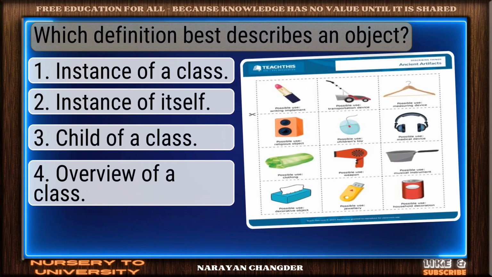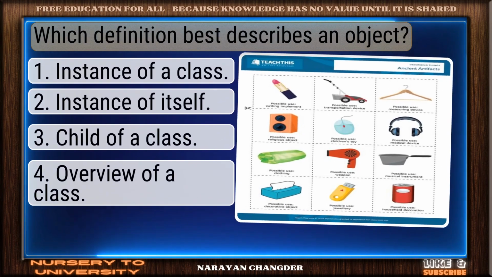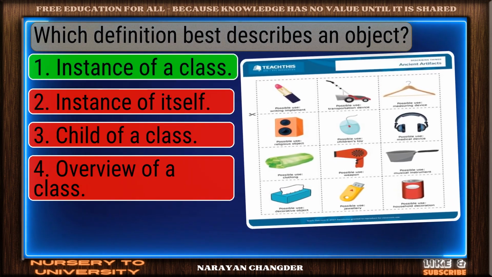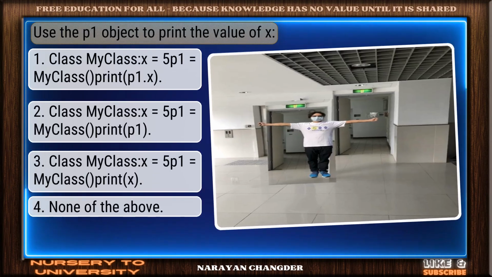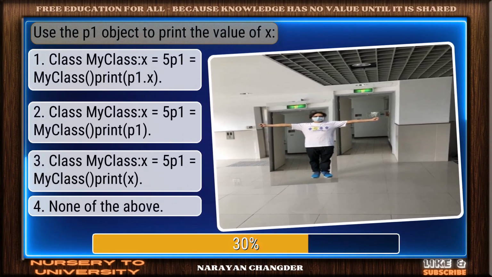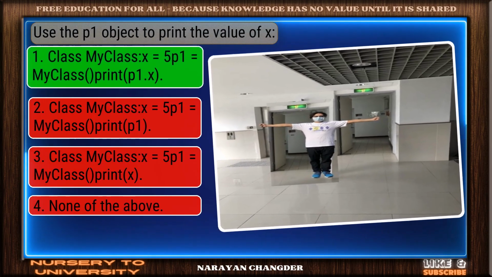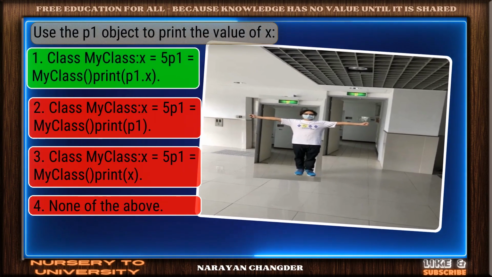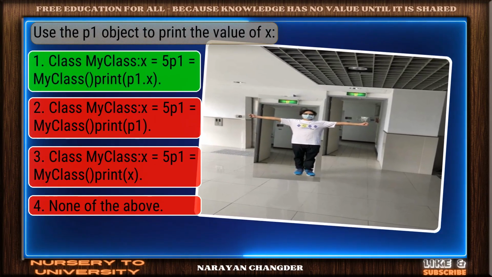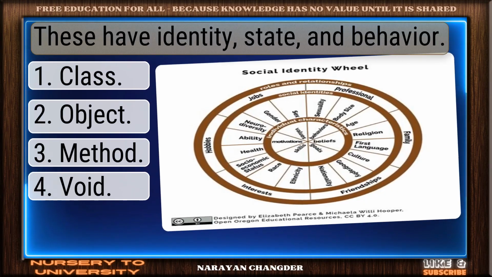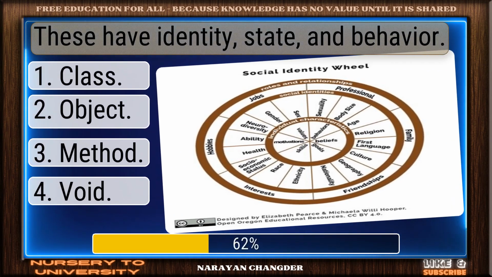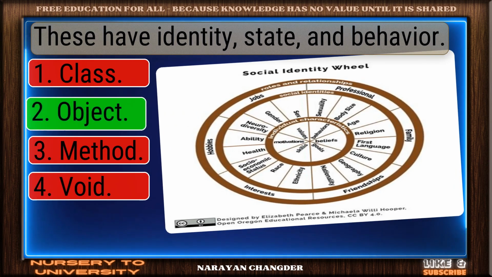Question number 35. Which definition best describes an object? Valid point. Instance of a class is true. Question number 36. Use the P1 object to print the value of X. Nice selection. Class MyClass, X equal to 5, P1 equal to MyClass, print is the correct and valid answer. Question number 37. These have identity, state, and behavior. You chose object, and it is correct.